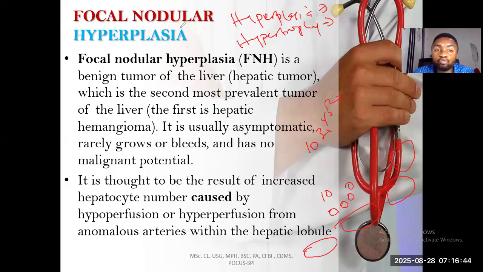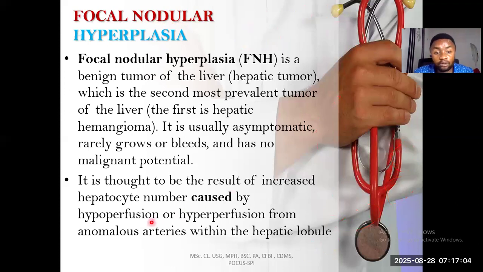So focal nodular hyperplasia, a node is just a single tumor. A node can be a very tiny tumor. That's why we call it nodular. Focal means it has a focus. It is not diffused. It can be there, only one. Then you see it.